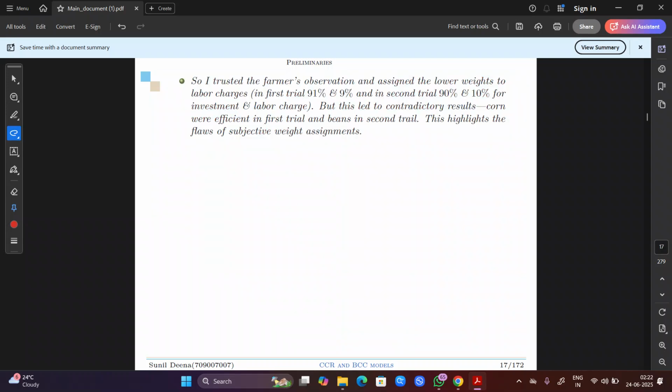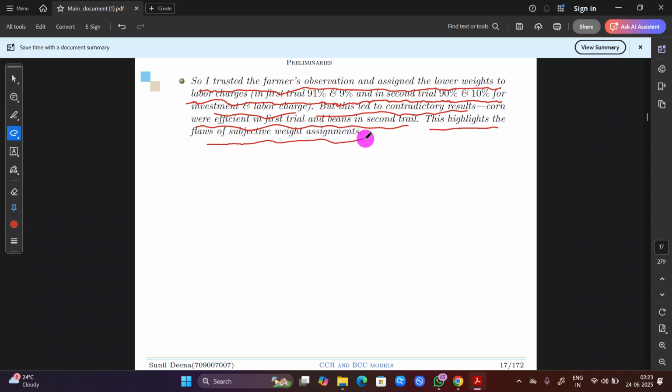Okay, next you see here, I trusted the farmer's observation and assigned the lower weight to labor charges in the first trial, that is 91% and 9%, and in the second trial 90% and 10% for investment and labor charge. But this leads to contradictory results. Corn was efficient in the first trial and beans in the second trial. This highlights the flaws of subjective weight assignments.